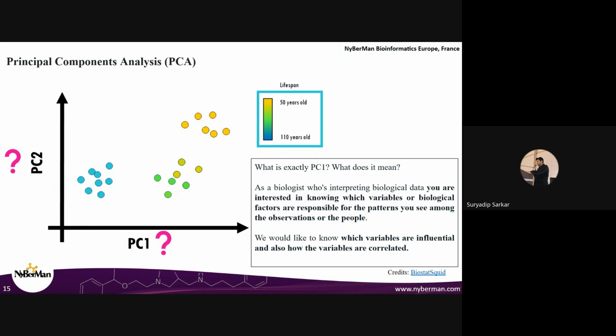As a biologist communicating with other biologists, your target is to speak with respect to the biological factors or the features that were in your data set, right? So naturally, we would like to know which variables are influential and how the variables are correlated, right? If you remember, I said PC1, PC2, and every other principal component is nothing but a linear combination of all the features in your dataset. So it should be possible for me to figure out which feature is contributing how much to PC1, and that will tell me how influential it is and also how correlated each feature is.